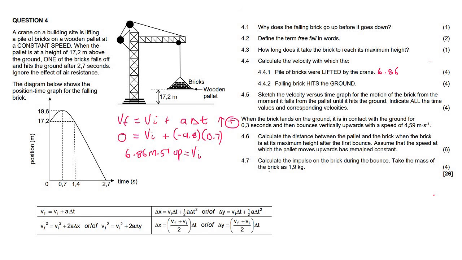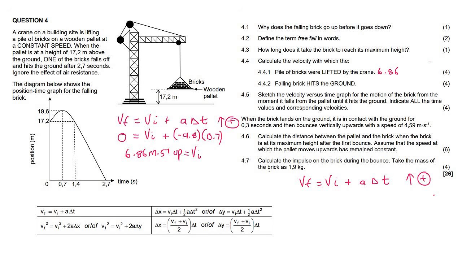4.4.2, calculate the velocity that the falling brick hits the ground. Okay, so I'm going to use that formula again. And guys, there are multiple ways that you can do this question. So please do not think that only my way is correct. There are many, many ways that you can do these questions. But I'm going to use that formula again. I'm going to choose upwards as positive.